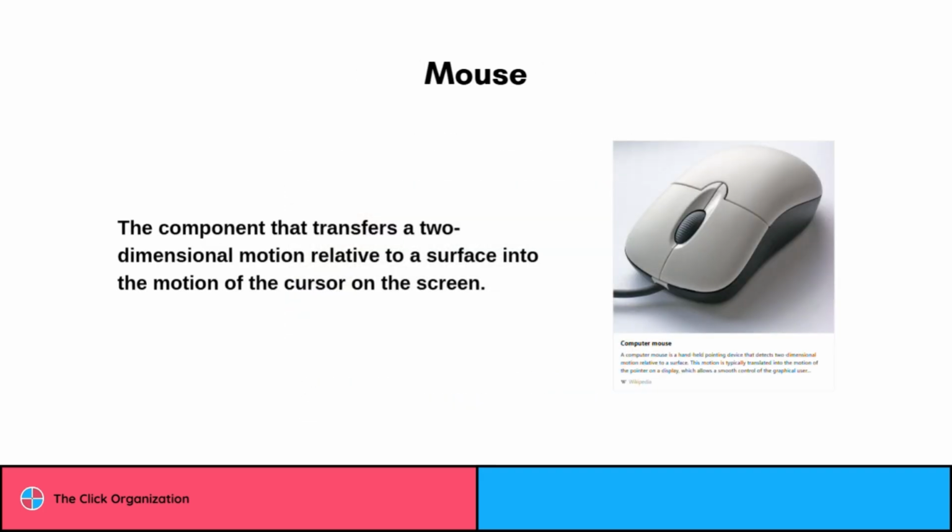The simplest one, mouse, it is the component that transfers a two-dimensional motion relative to a surface into the motion of the cursor on the screen. So it basically connects the mouse that you move on a surface into the motion of the cursor on the screen. As you can see, mouse does that, right? So this is how it does it. And we have a picture as well.